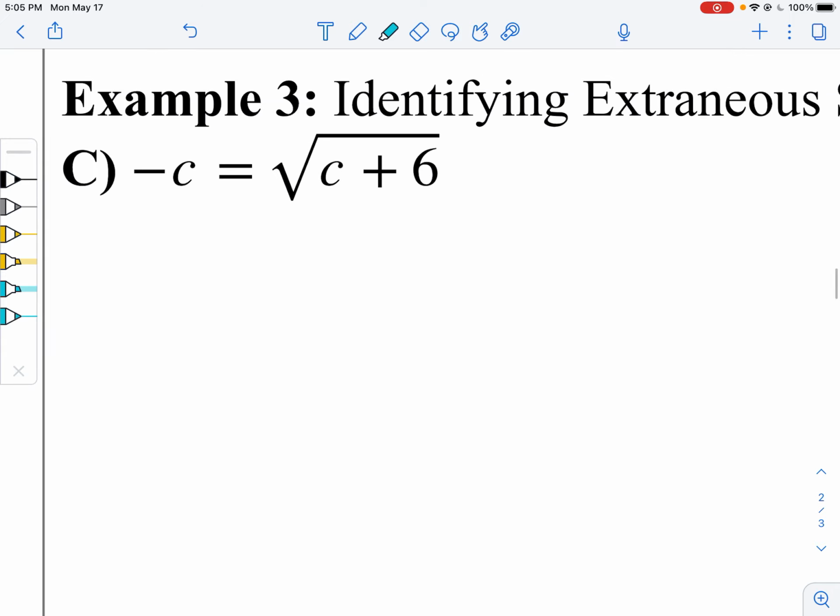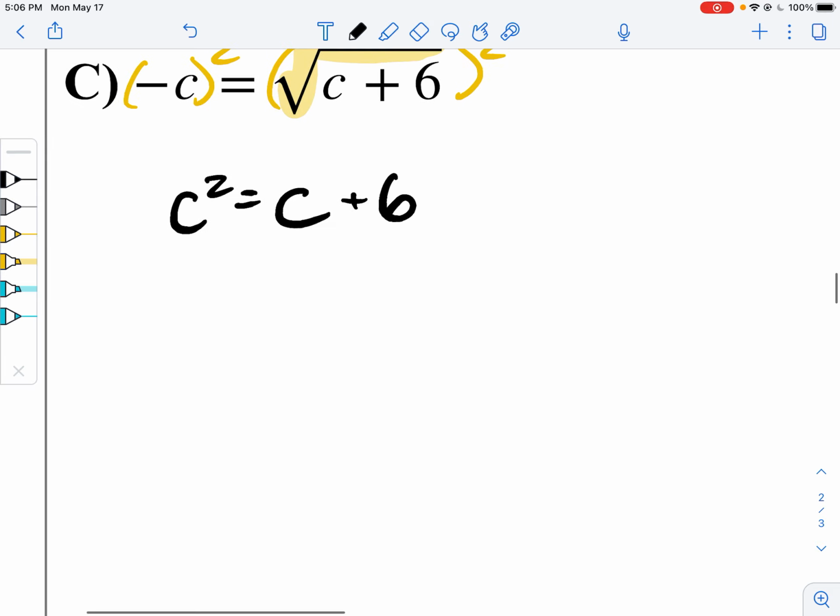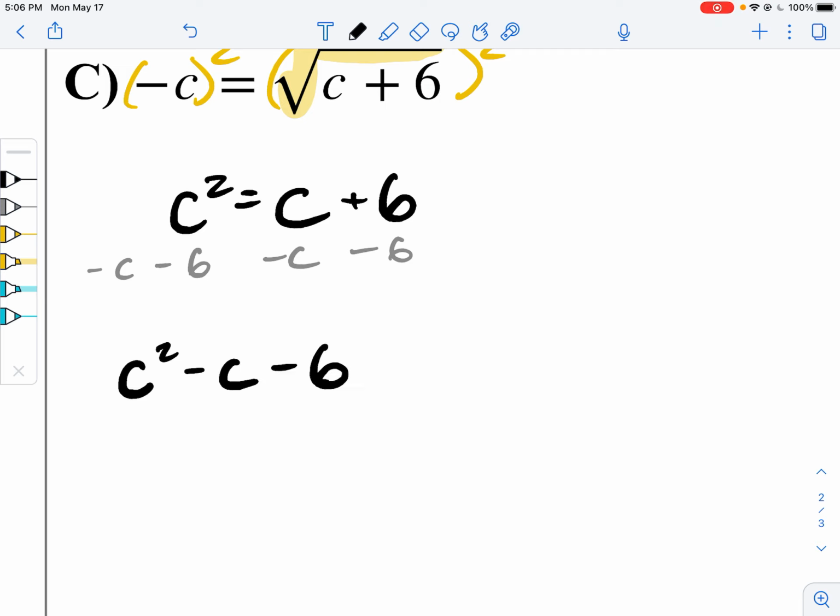So let's solve this equation, right? I look at this square root and I want to undo it, so I square both sides. Negative c times negative c is a positive c squared. So c squared equals c plus 6. I want to set this equal to 0 because it's a quadratic. So I'm going to subtract c and 6 from both sides, which gives me c squared minus c minus 6 equals 0.